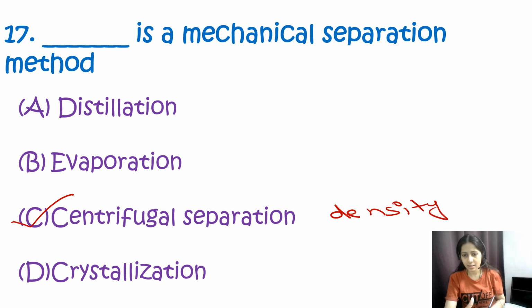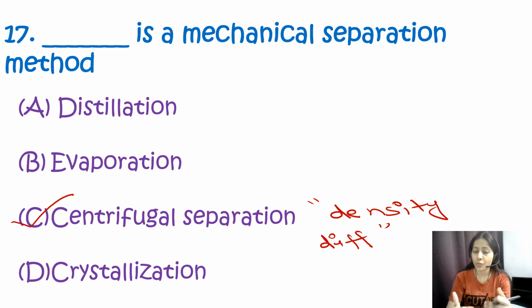Okay, these are separated based on their density differences and under the influence of the centrifugal force generated by spinning mixtures at high speeds. So these methods are widely used in various industries for separating solid particles from liquids or separating components which are different in their densities from the mixture. So the correct option over here is my C, that is centrifugal separation.